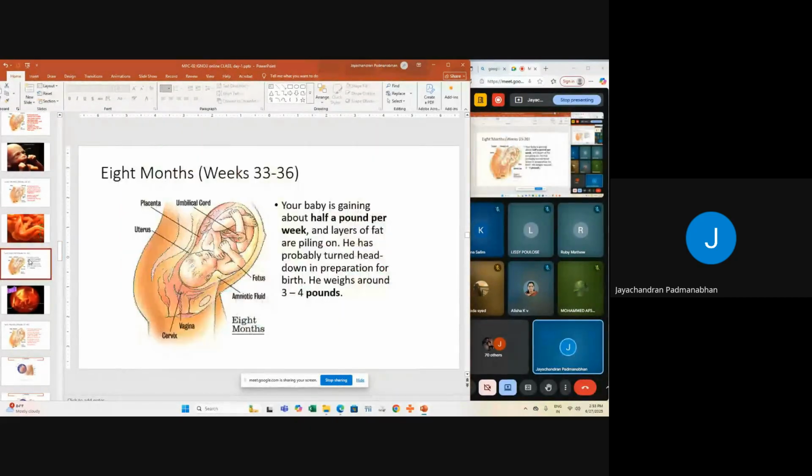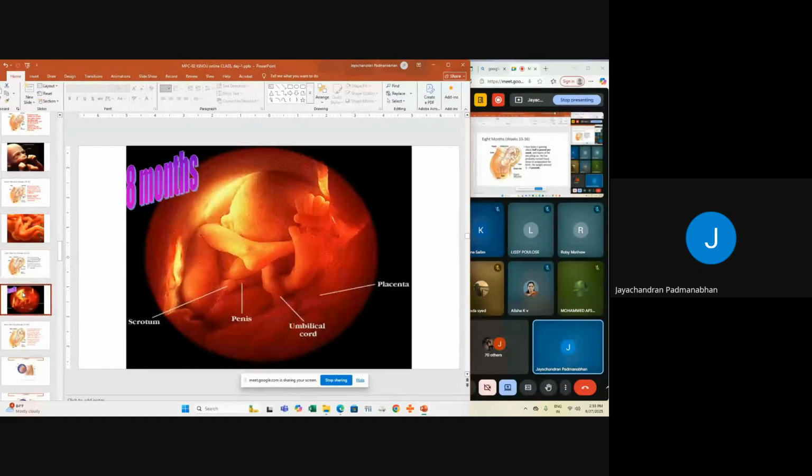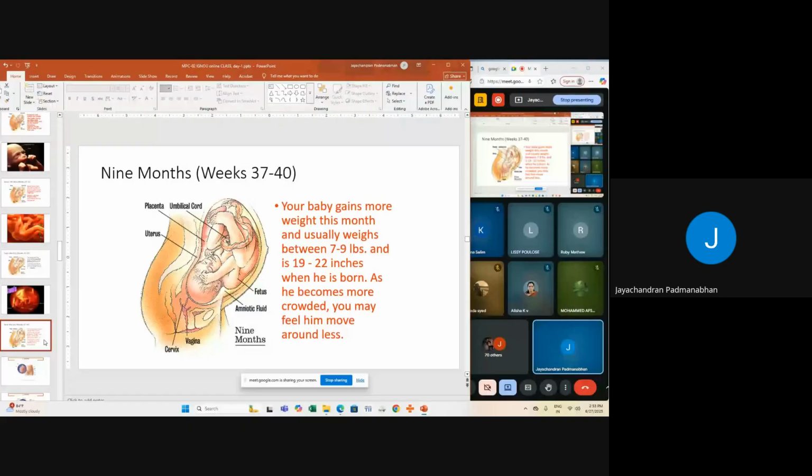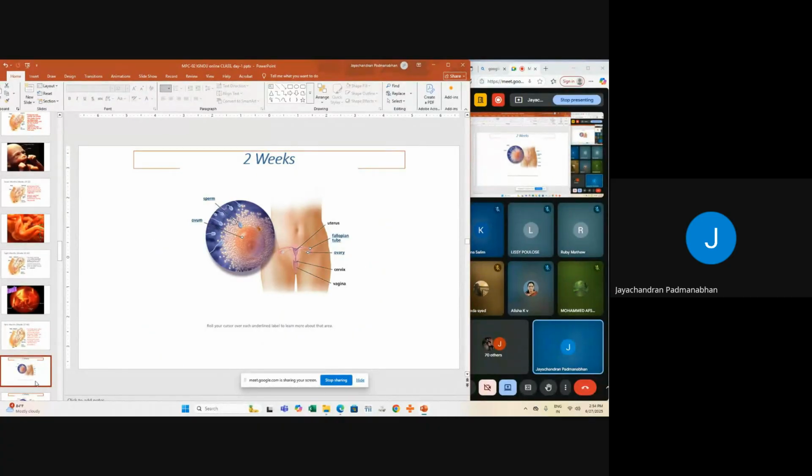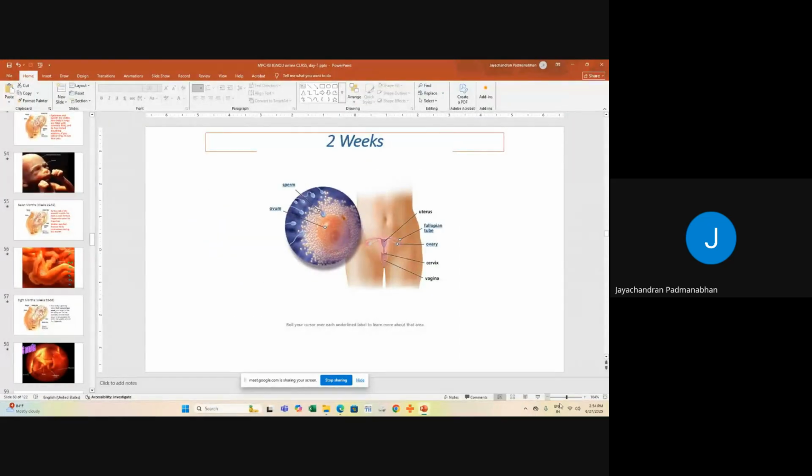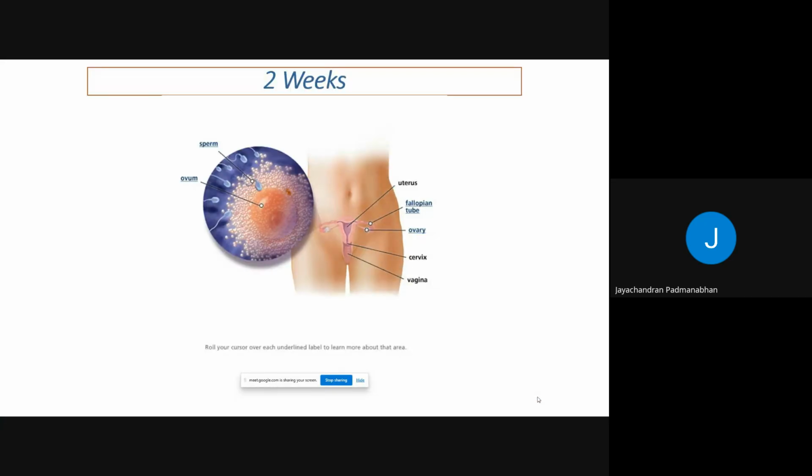So 7 months. So then 8 months. That is why, all these movements I'm telling you, many movements are taking place in the body. So your baby gains more weight. That's the end, 40 weeks. So all this you can understand. Now I'm just showing week by week just for your knowledge. I hope you can see.